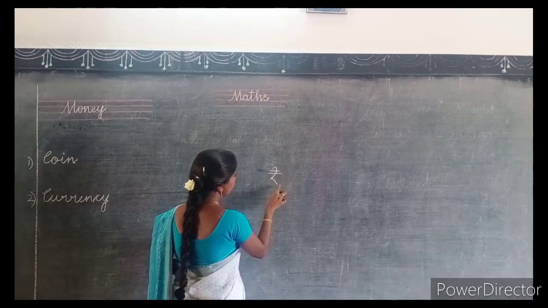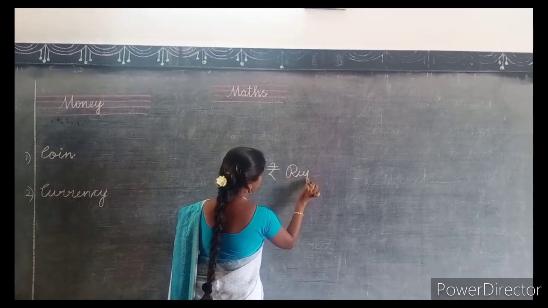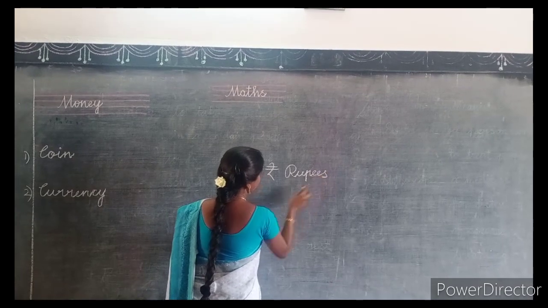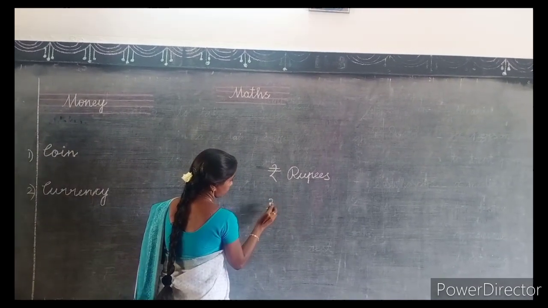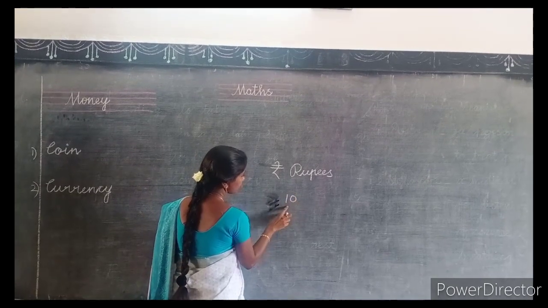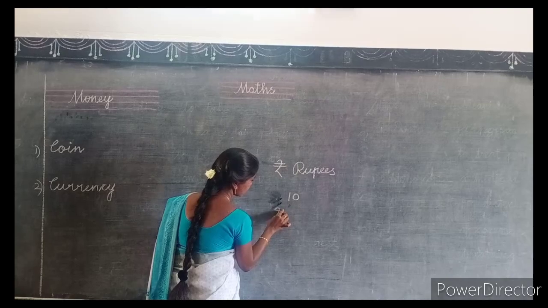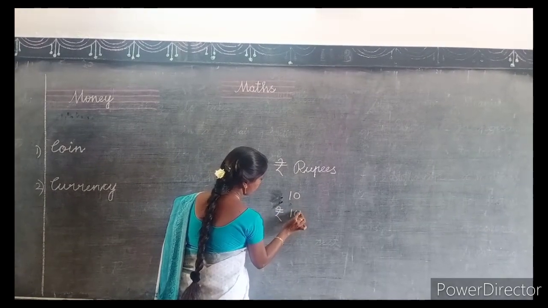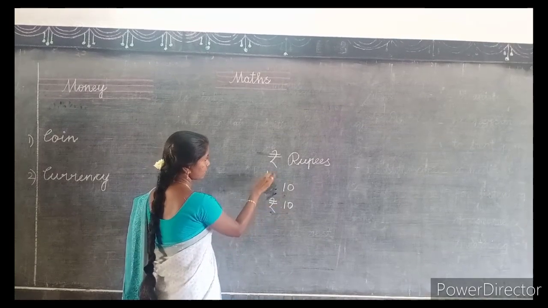The symbol is rupees. The symbol says as rupees. If we write 10, this is a number. If we put the symbol and write 10, it means rupees 10.